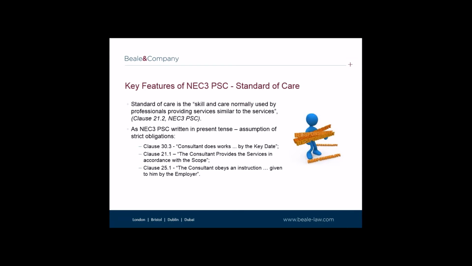These obligations and others are not subject to reasonable skill and care or watered down. Accordingly, any failure to comply with such obligations will be a breach of contract, and this needs to be noted. The PSC can be seen as onerous in this respect.